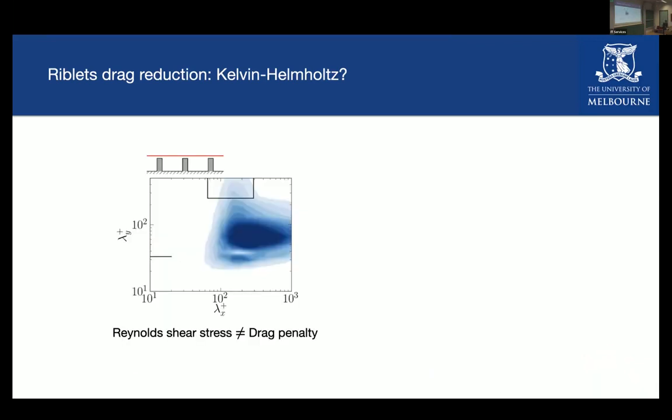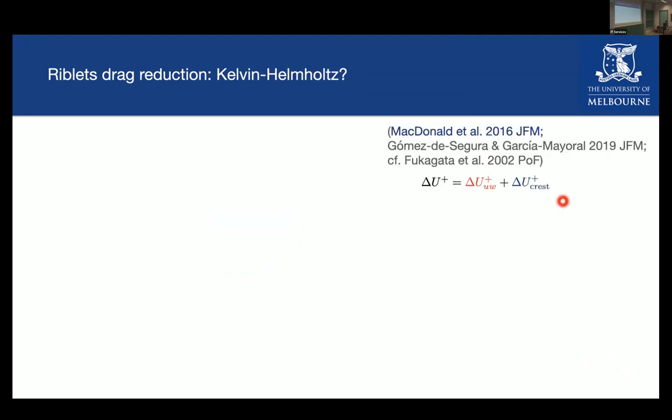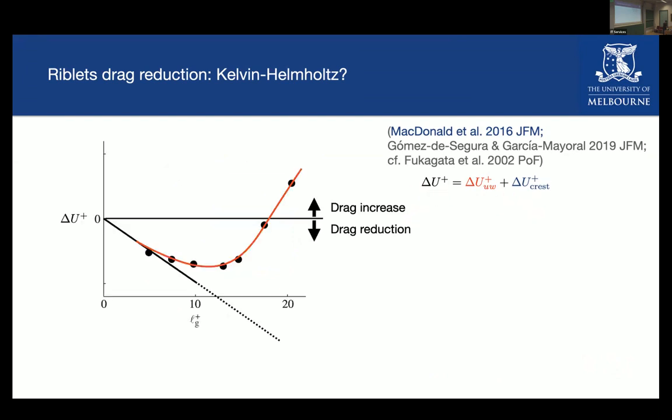Okay, so one thing we need to get to is the drag penalty from the Kelvin-Helmholtz rollers. What I've shown here are just Reynolds shear stress co-spectrum taken at a wall location. So that's not equal to drag penalty. To get that, we need an equation that looks like this, okay? This is similar, for example, to the FIK identity for the skin friction coefficient, but this one's written in terms of delta U plus. Okay, it has 2 components, so you can interpret it this way.